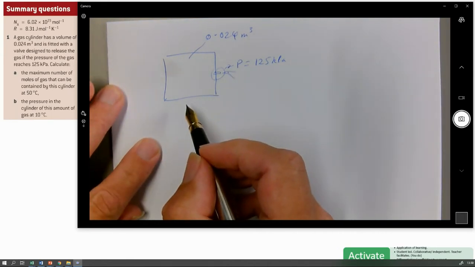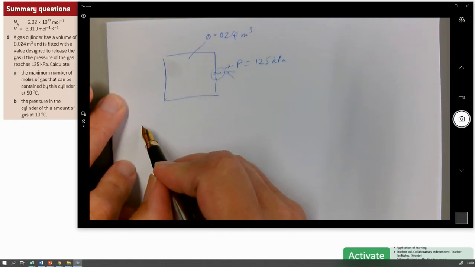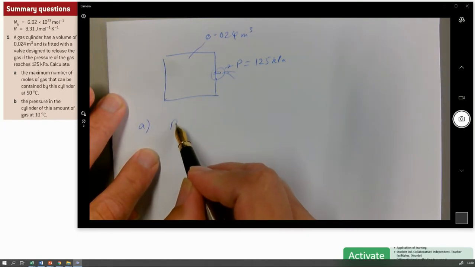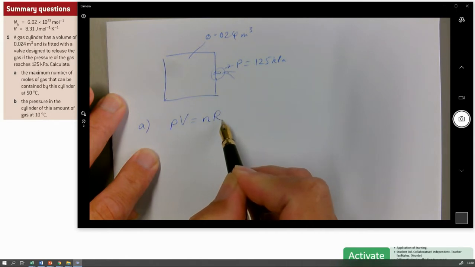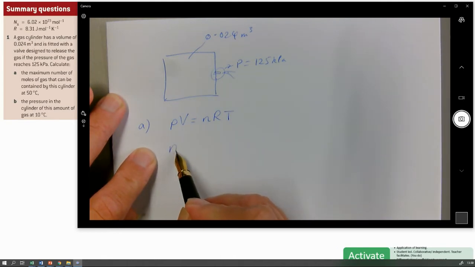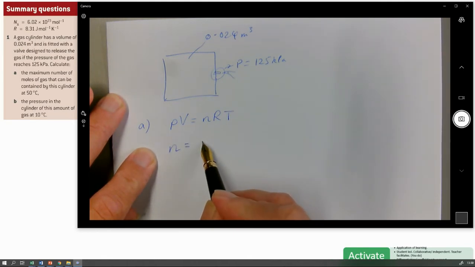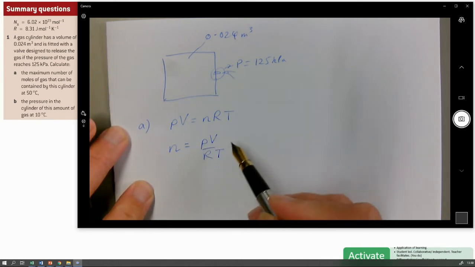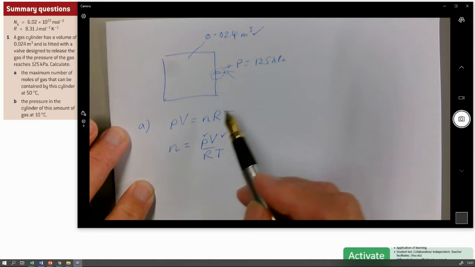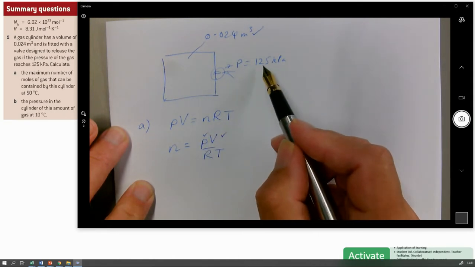So the question is, we're trying to find out the maximum number of moles that it can use. Because it's moles, we're using PV equals nRT. We want to make moles the subject. So n is equal to PV over RT. Now what do we know? We know V. We know the pressure because it can hold up to 125, and we're finding just that maximum pressure.